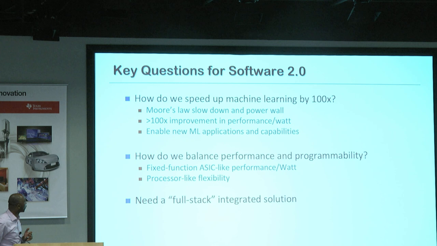So key questions then for software 2.0 is, how do we provide this 100x improvement in performance? As I said, it's all about power-constrained performance improvements, so it's performance per watt. We want to do this while maintaining flexibility and programmability. So ideally, we want the nirvana point where we have the efficiency of a fixed function ASIC and the flexibility of a processor, right? And so how do we get anything close to that?